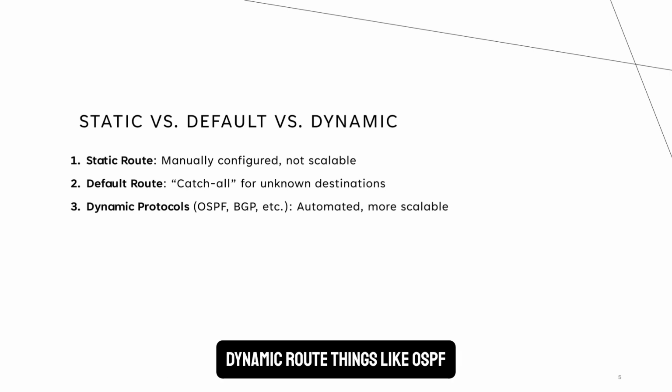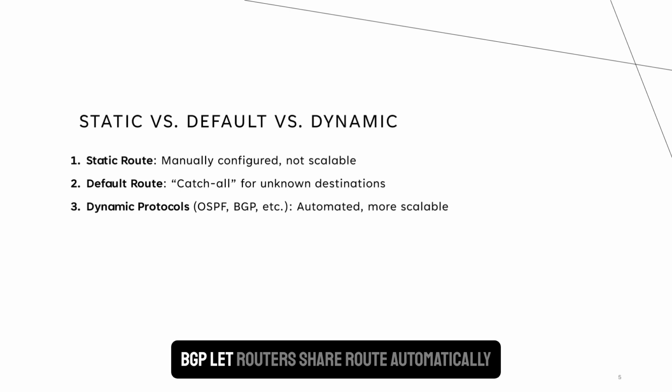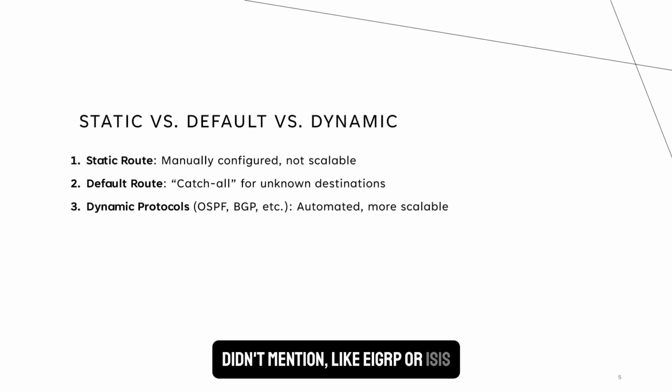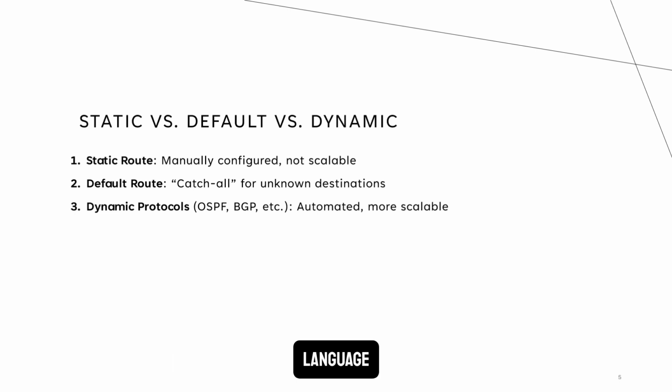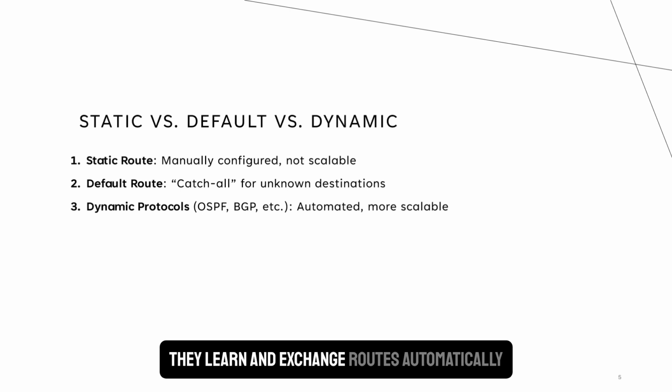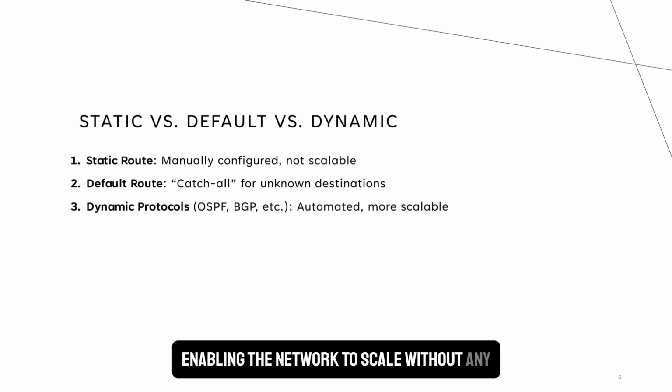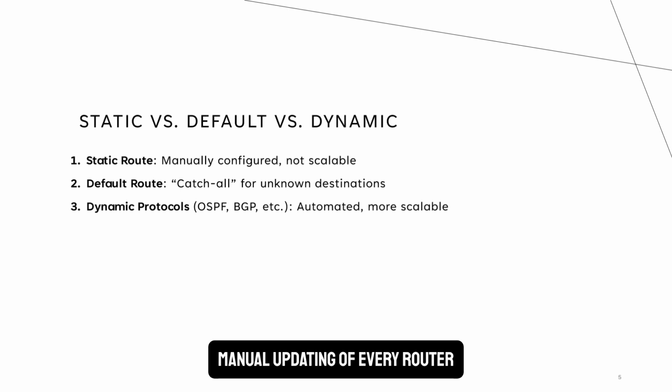Dynamic routing protocols like OSPF and BGP let routers share routes automatically, ideally for large or changing networks. Now, there are a few more protocols that I didn't mention, like EIGRP or IS-IS. All of them are dynamic routing protocols, so routers speak the same language, learn and exchange routes automatically, enabling the network to scale without any manual updating of every router.